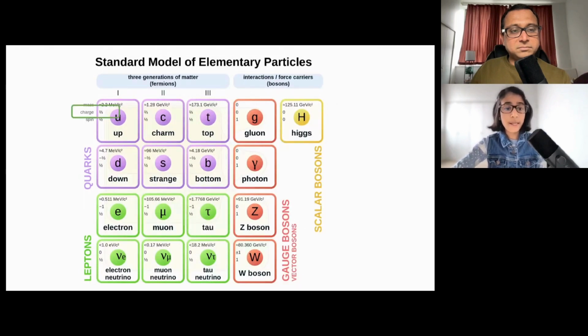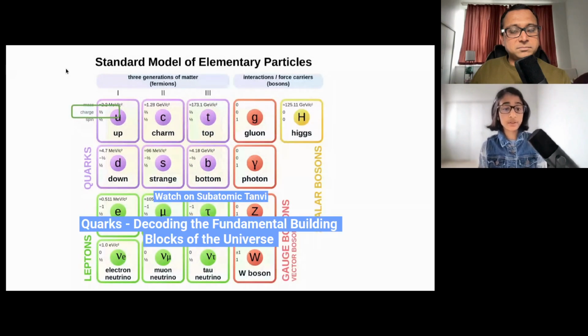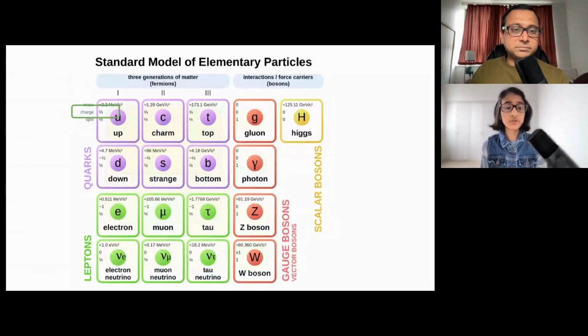So first, let's talk about the charge. So here it says 2/3, 2/3, negative 1/3, negative 1/3. So that's the charge of these quarks, and the leptons and bosons have charges too. So as we spoke about in a previous episode, protons are made up of two up quarks and one down quark. Neutrons are made up of two down quarks and one up quark.